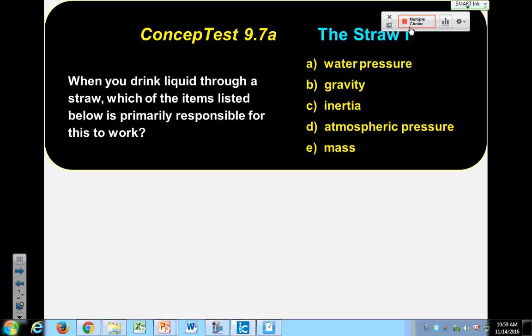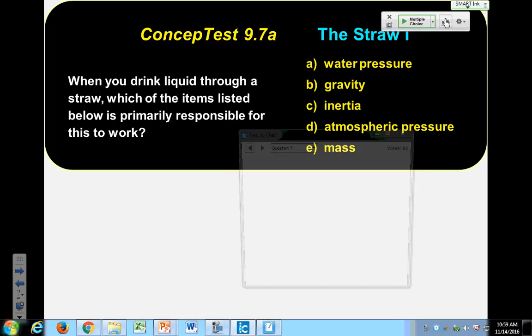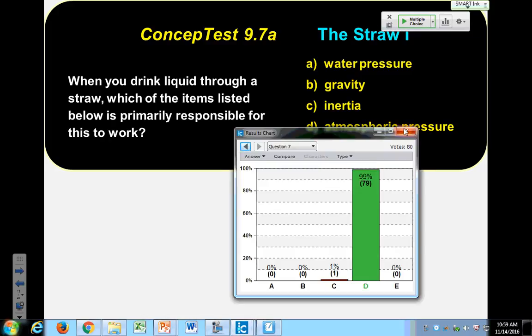When you drink liquid through a straw, which of the items listed below is primarily responsible for this to work? We saw this last time with Derek Muller. I'm going to stop at 35. Awesome. That's great. D is right.